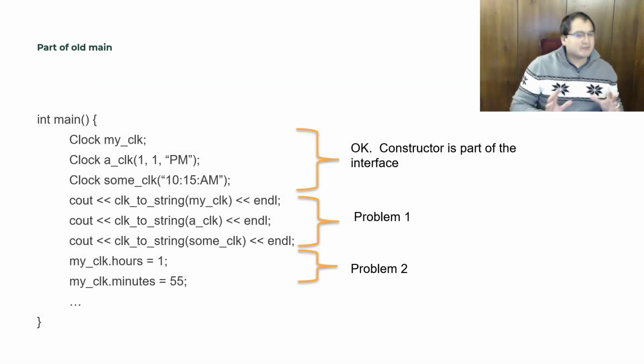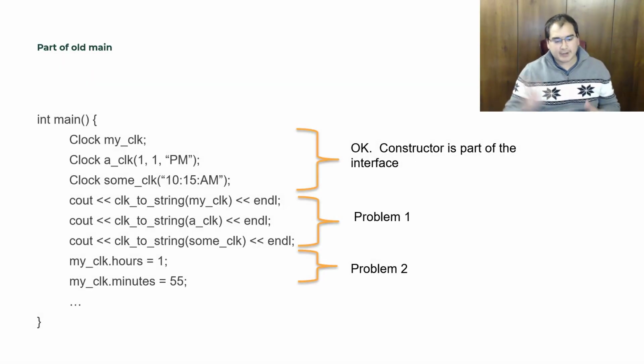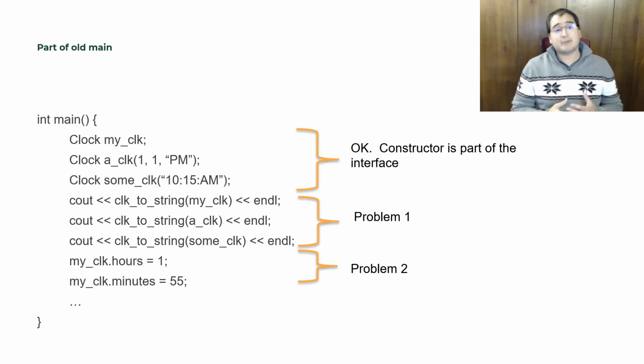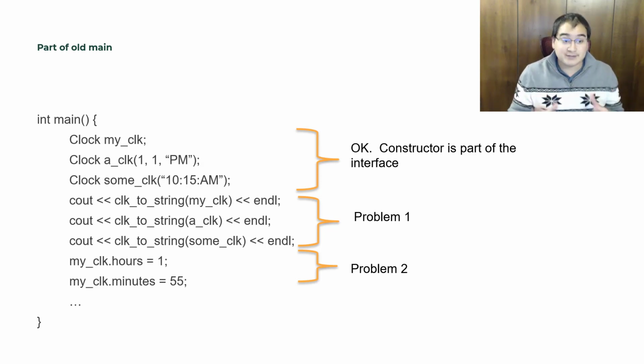Okay, now that we've adjusted our clock to make all of the data members private, because we don't want users to just go and tweak those data members and change them to be silly things like setting hours to be 100. Well, by doing that, we need to make some other changes to our class because we do want the users to be able to do some things.